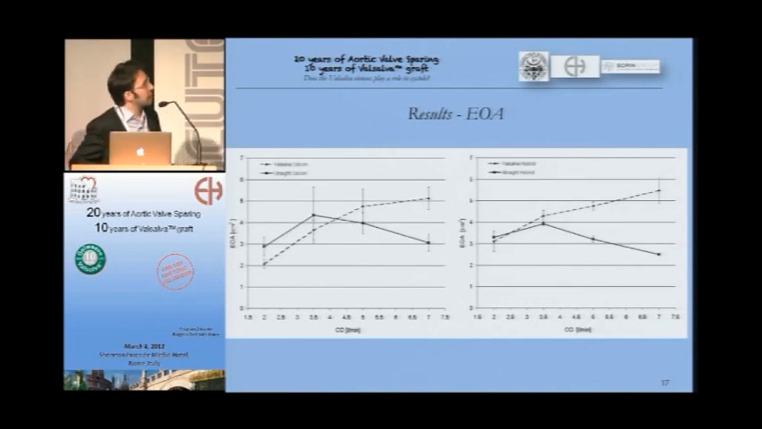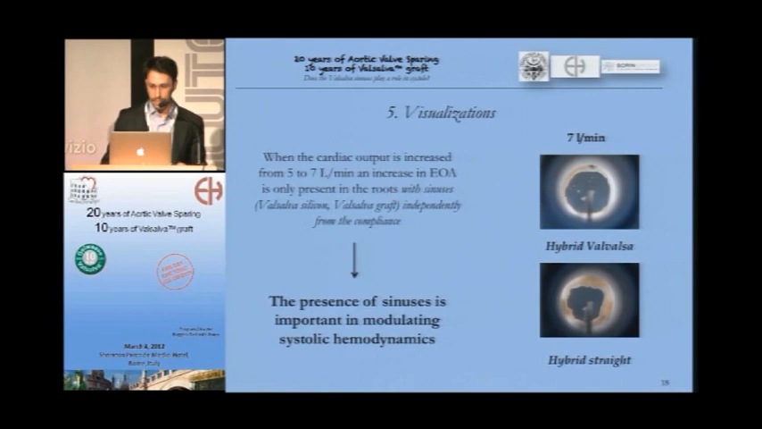Here are the results in terms of effective orifice area. As before, on the left the Valsalva silicon and the straight silicon, on the right the Valsalva hybrid and the straight hybrid. An increase of effective orifice area is present only in the root with Valsalva sinuses, and also in this case there's no marked difference within each group with the same root configurations.